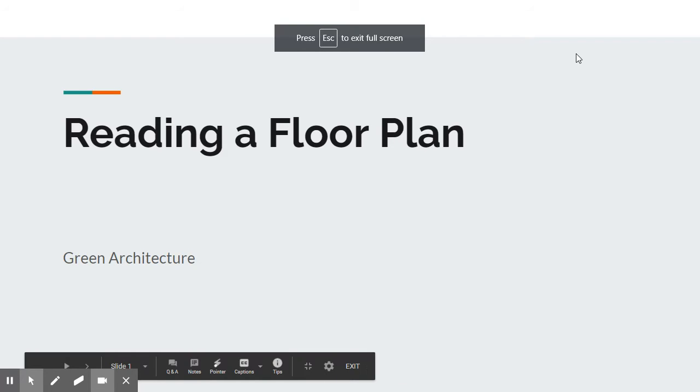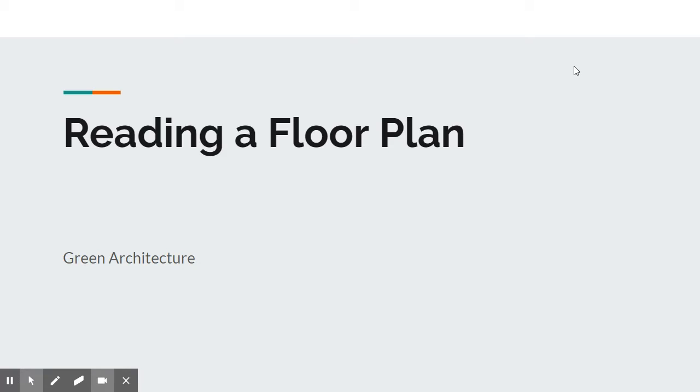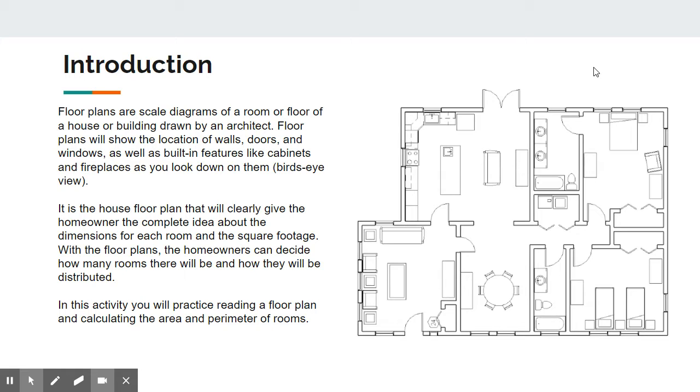Hey guys, this is a reading a floor plan activity with green architecture. One of the many things that we will be doing in green architecture is creating floor plans. So first thing I want to do before I have you start drawing floor plans is actually learning how to read one. So this slideshow, this activity is just going to talk to you about that a floor plan is a scale diagram of a room, a floor, or a house that's built or drawn by an architect, which is what you guys will be doing in this class.